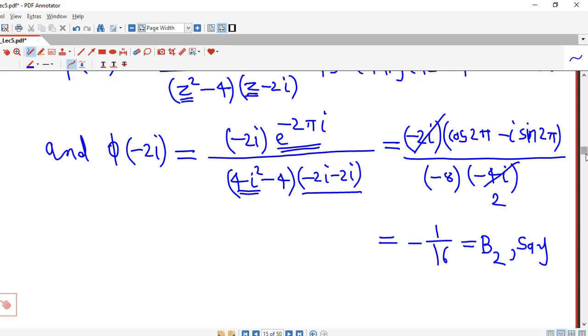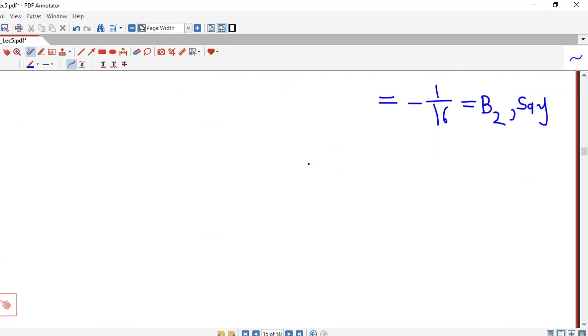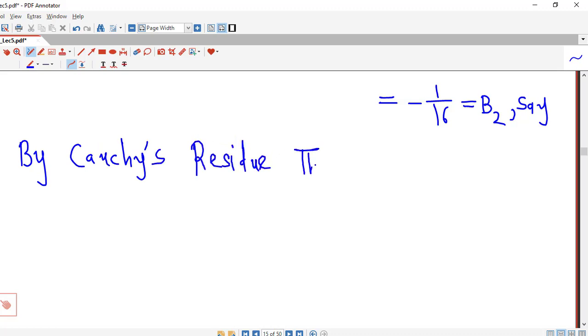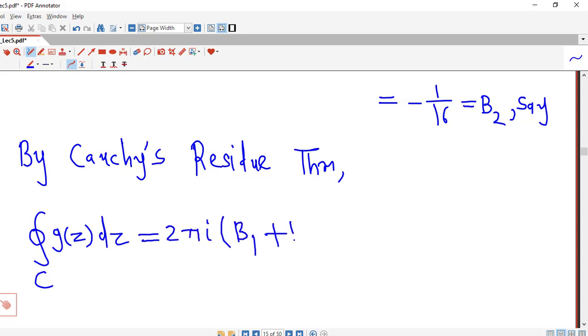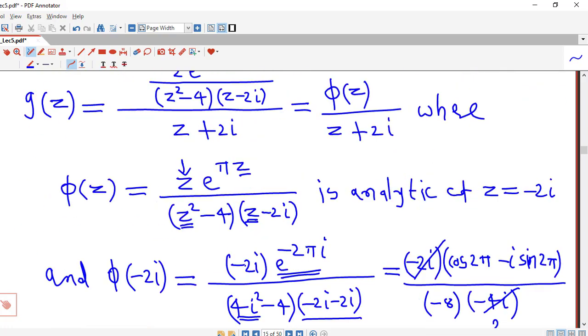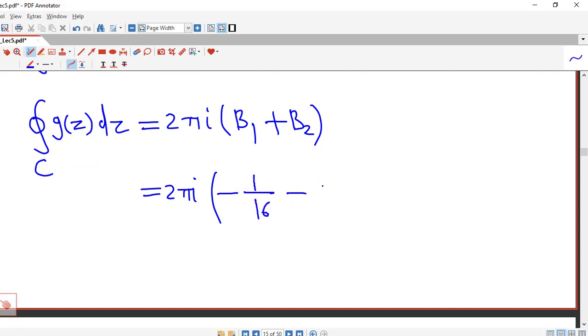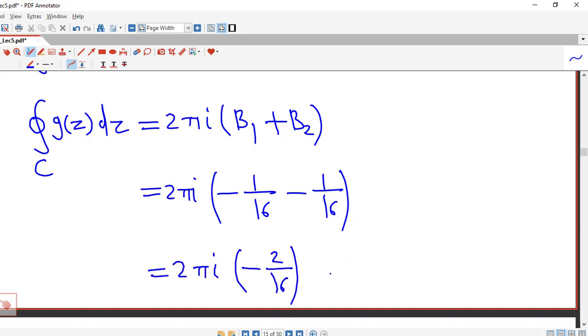So we have obtained residues at both the singularities which are inside the simple closed contour C. So now we can apply Cauchy's residue theorem for function g. By Cauchy's residue theorem, the integral of g along the given ellipse equals 2 pi i times the sum of residues. Residues are denoted by b1 and b2, and the value of b1 was minus 1 by 16 and b2 is also minus 1 by 16. So minus 1 by 16 minus 1 by 16, so this is going to be minus 2 by 16.